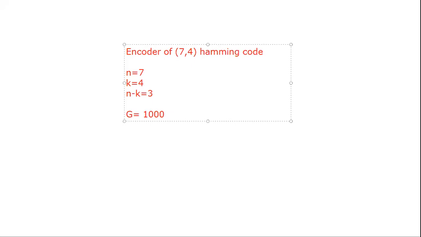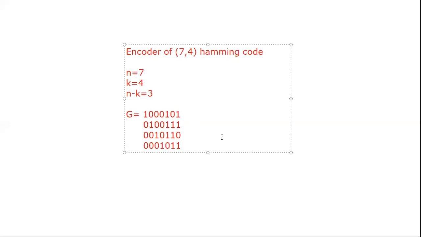1 0 1 1 0 1 0 0. 0 1 0 0. 1 1 1 1. 1 0 0 0 1 0 1 1. 0 0 0. 1 0 1 1. Right. Yes, so this is the generator matrix.